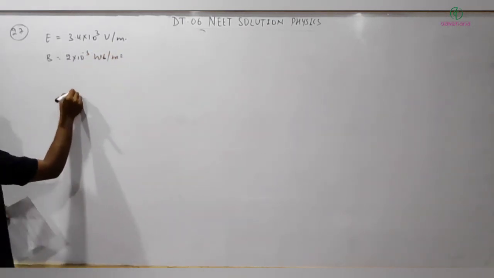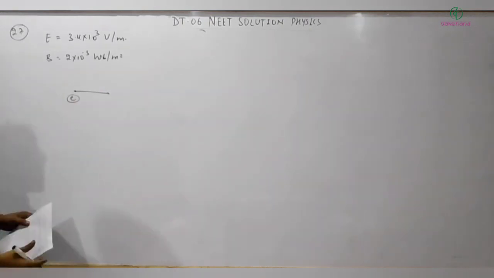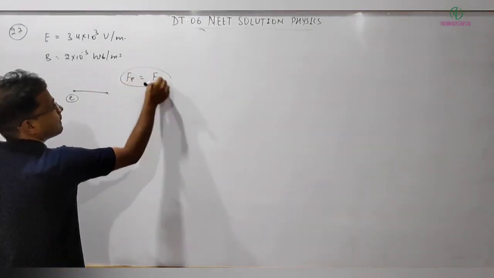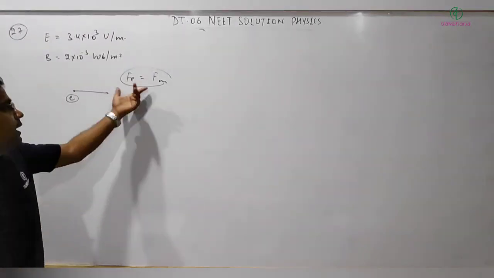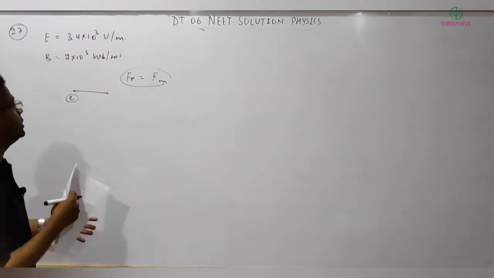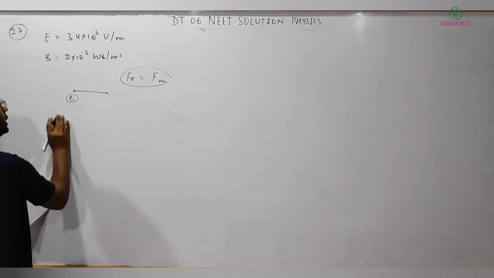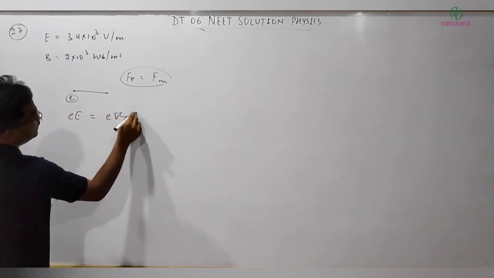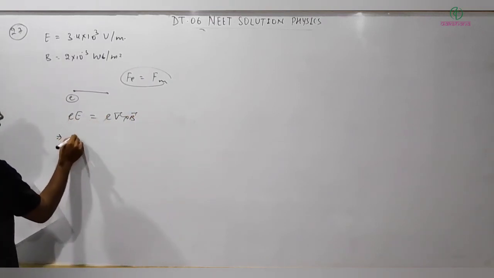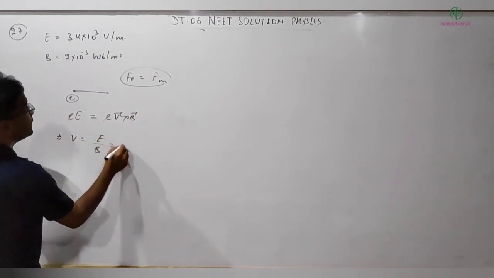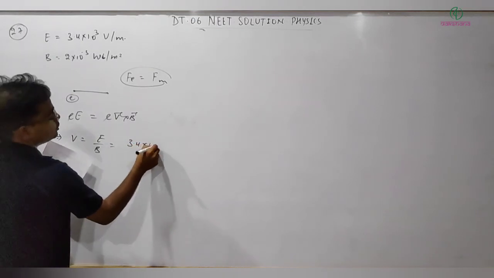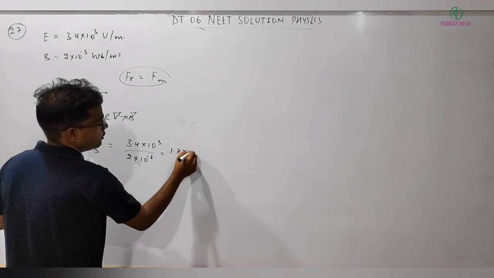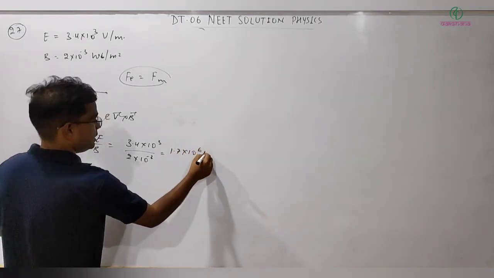An electron is passing undeflected, which is possible only when F electric and F magnetic are equal and they cancel each other, then net force on the electron will be 0. F electric is Q into E, and F magnetic is Q V cross B, so this implies V is coming out to be E by B, and that is 3.4 into 10 to the power 3 divided by 2 into 10 to the power minus 3, that comes out to 1.7 into 10 to the power 6 meter per second.